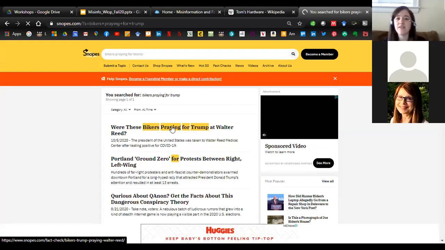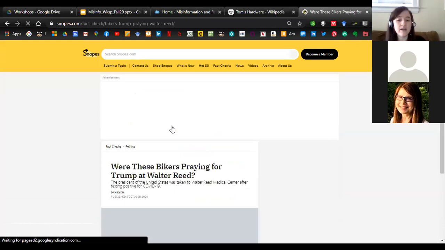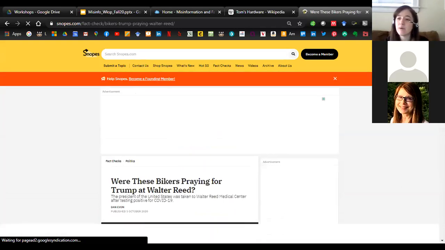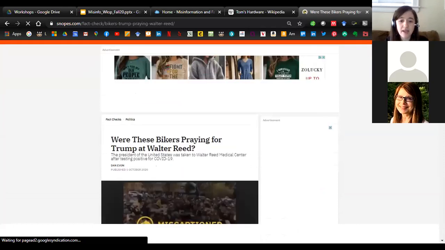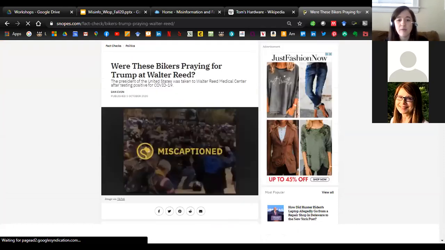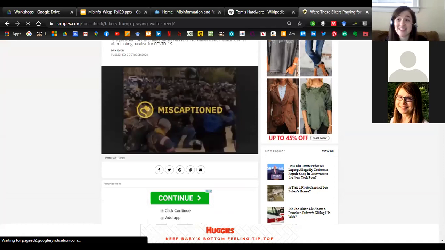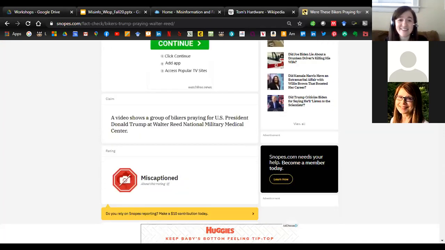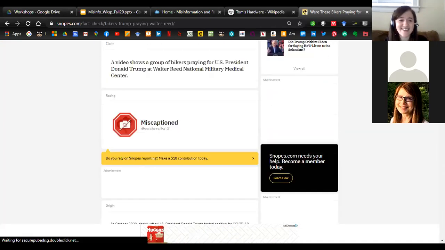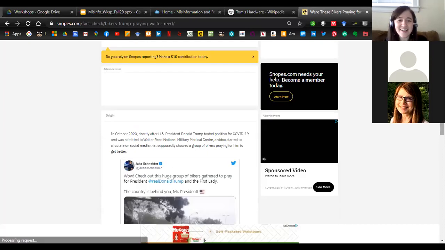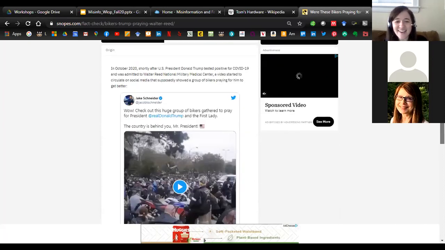So part of the claim was that these were bikers right outside Walter Reed Medical Center. So we want to know, is that really what was happening? So here they have a label, miscaptioned. So if we scroll down, there we go. Okay. You might have to just take my word for it because it's really slow. Okay, here we go. It's getting there.